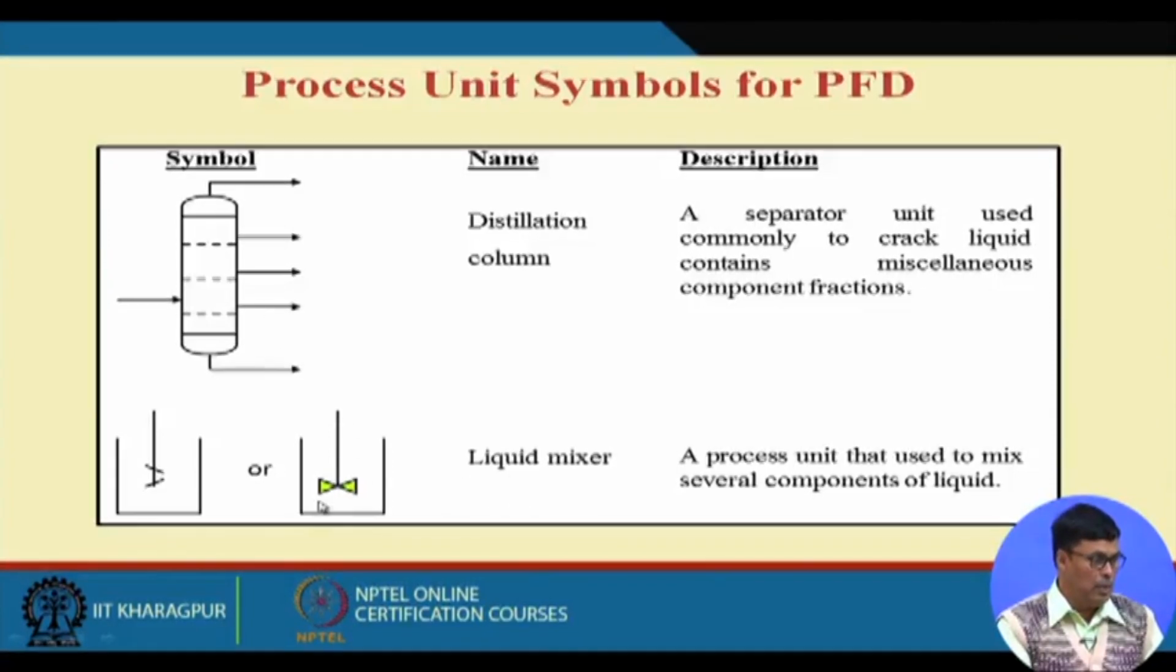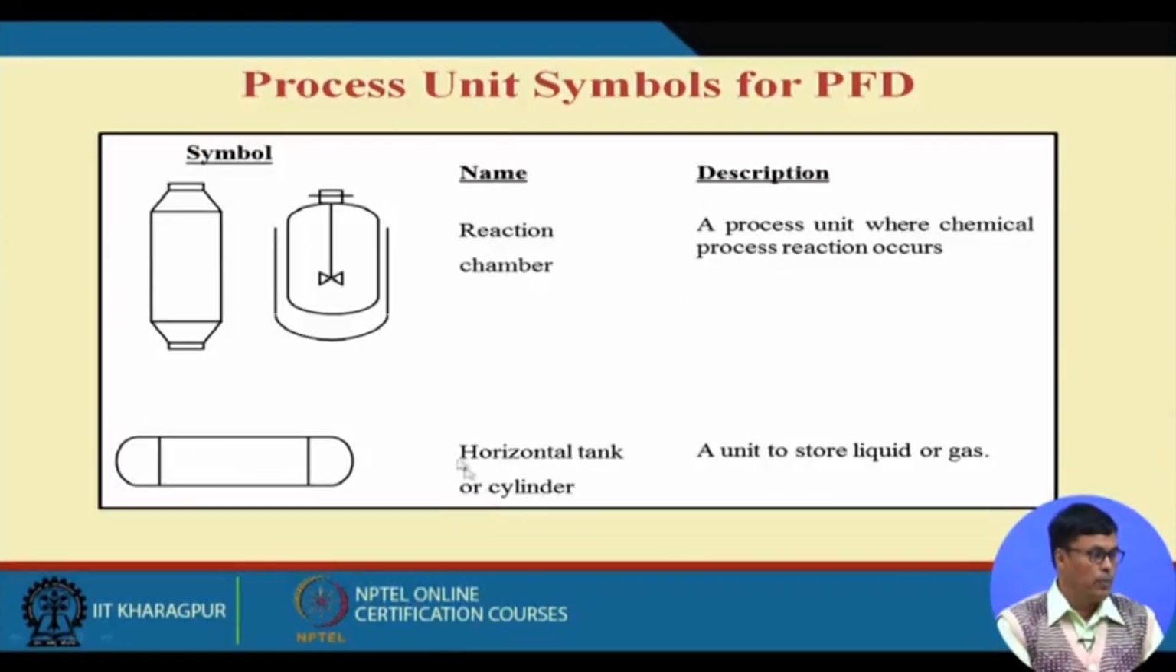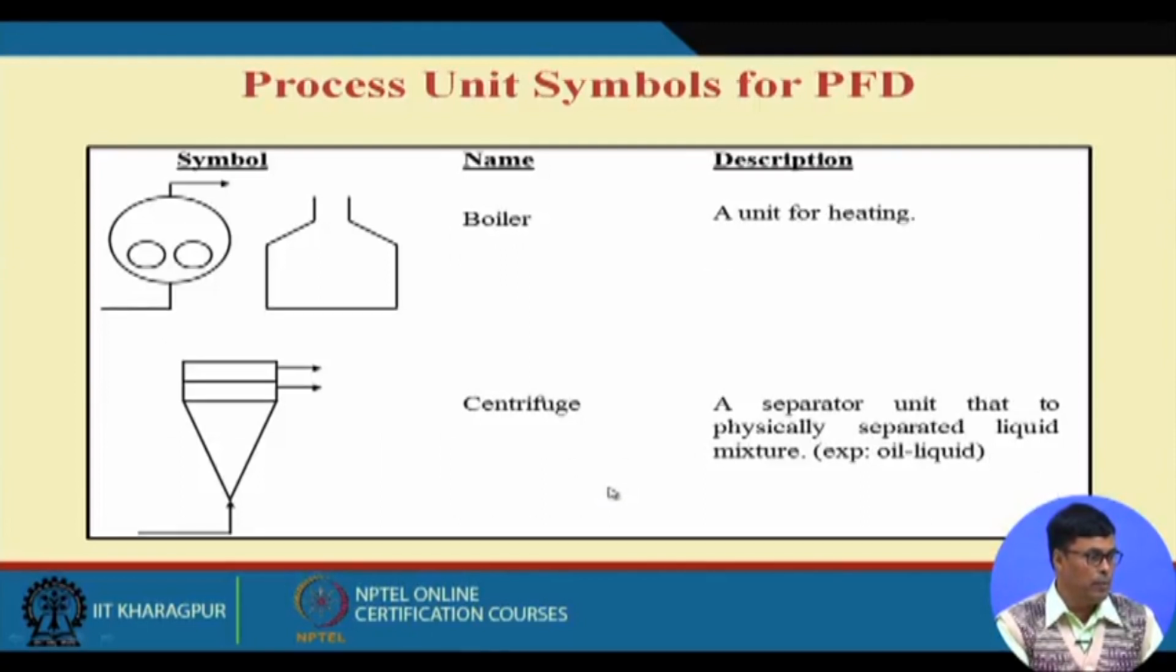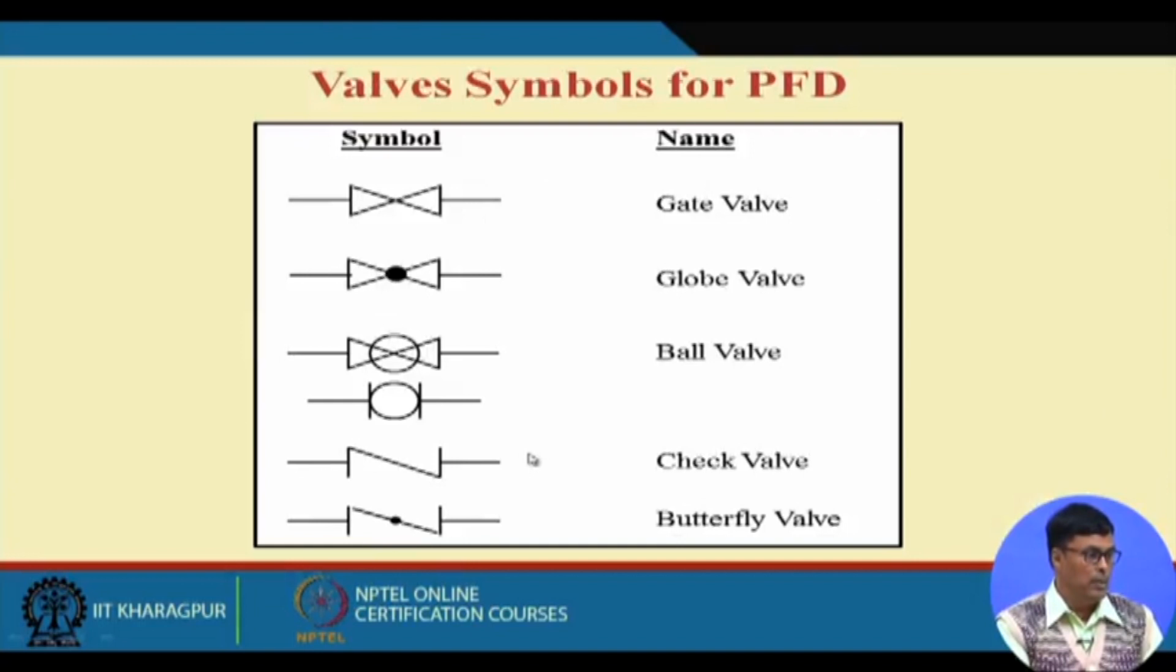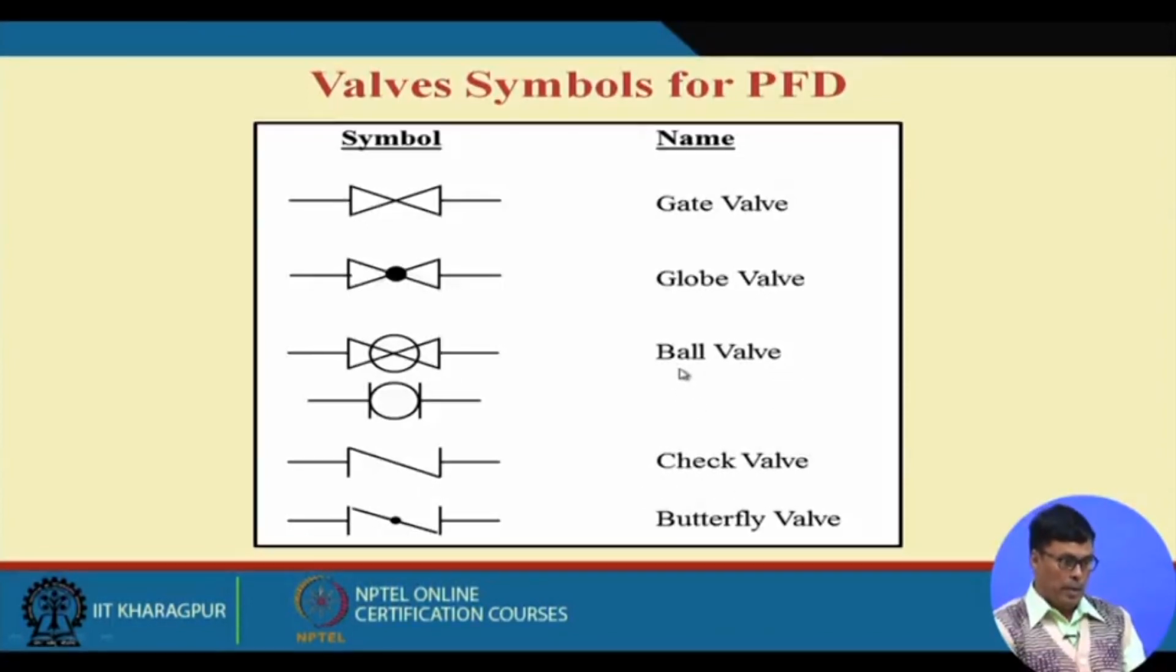And the liquid mixer, the tank, can be represented by this. Then these are reactor chambers. Reaction chambers can be represented like this. Horizontal tank and cylinder can be represented like this. Boiler can be represented like this. Centrifuge can be represented like this. And different valves, which are very much required for the operation of the industry: gate valve, globe valve, ball valve, check valve, butterfly valve.